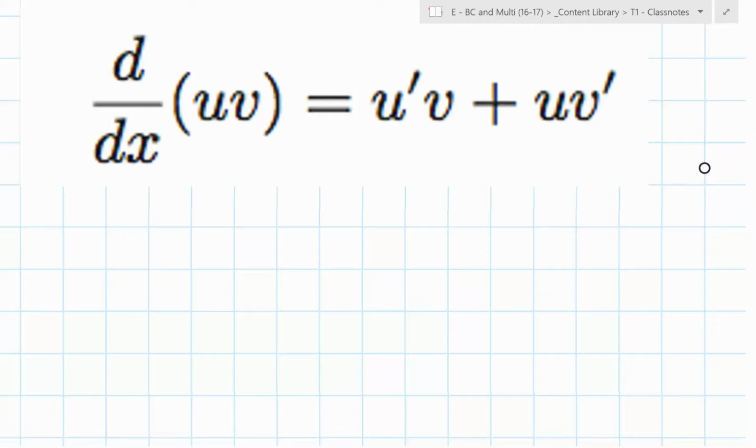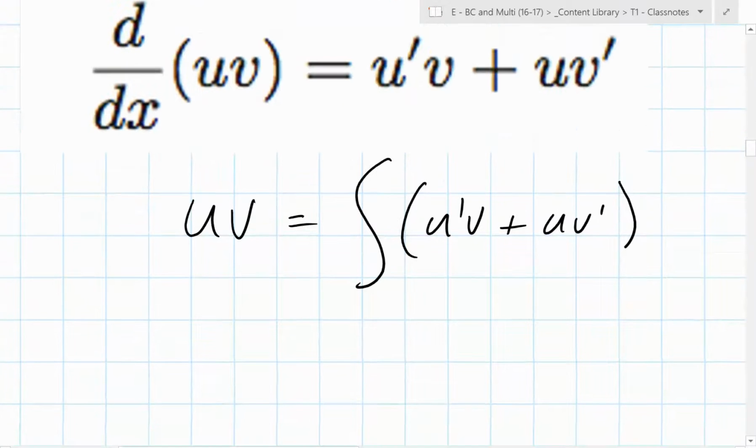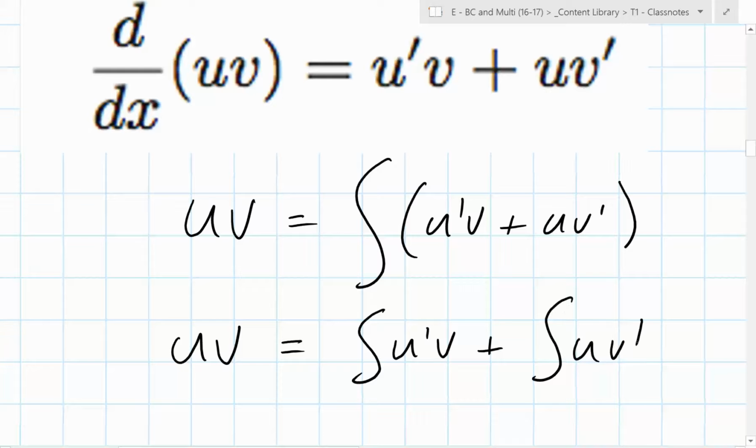So this right here is the product rule. If you wanted to undo it, let's do it the quick and dirty way: you would integrate both sides. So if you integrate the left-hand side, you'd be back to uv, and you're looking at the integral of u prime v plus uv prime. So you can split apart the right-hand side into two integrals. So you have uv equals the integral of u prime v plus the integral of uv prime.